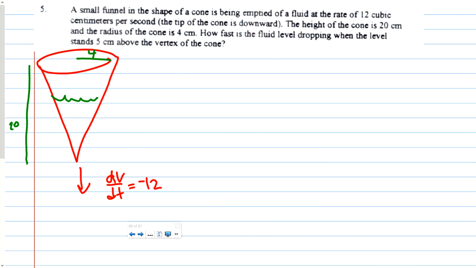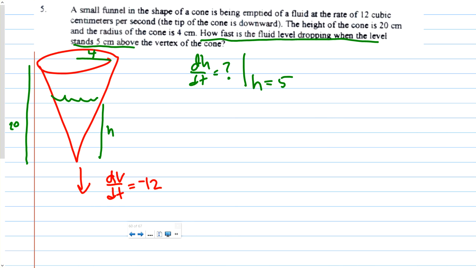So I've got fluid in here. Guys, can you tell me, what am I trying to find in calculus talk? dh/dt. Okay, so I need to label this h. This must be the height h. All right, so dh/dt equals question mark when h is 5. So I've got a cone, I've got h, I've got V, I've got r.